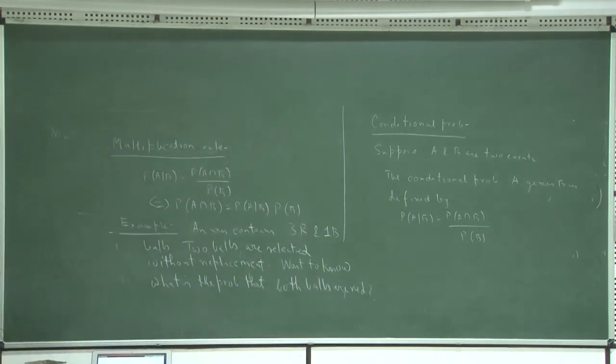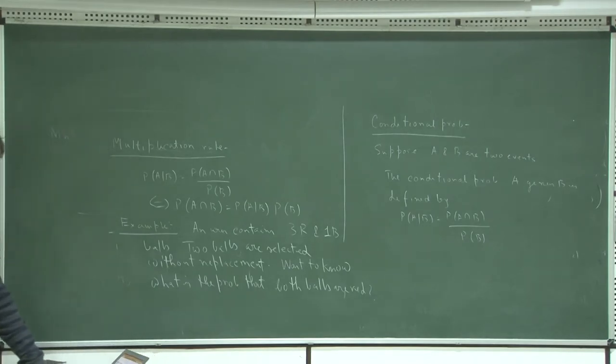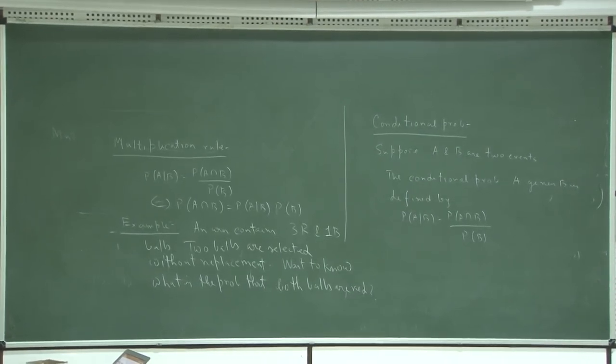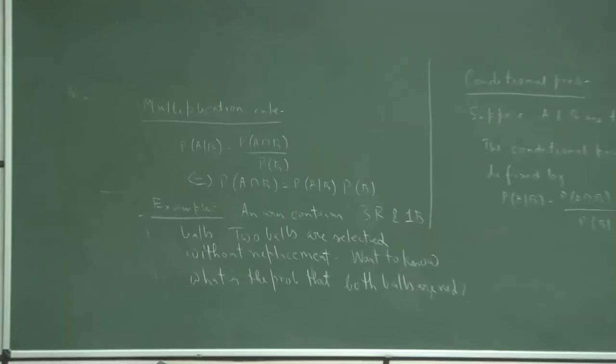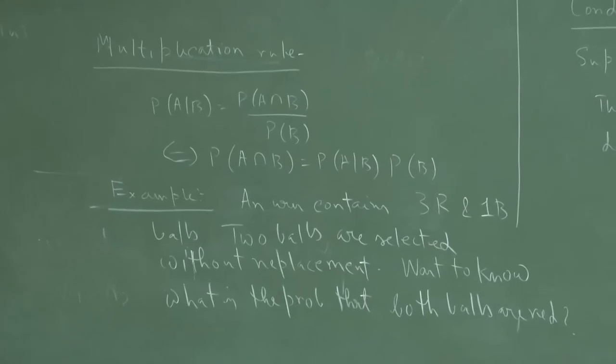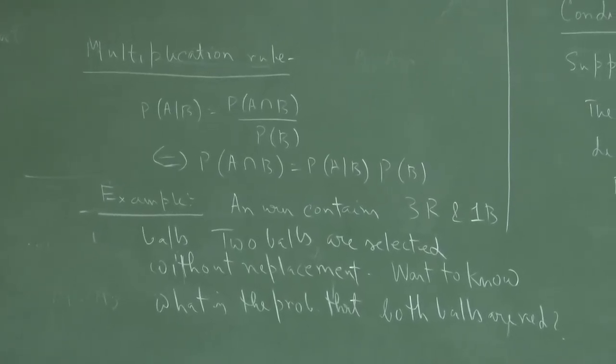So what is the probability? Suppose an urn contains 3 red balls and 1 blue ball, and we are drawing 2 balls one by one without replacement, and we want to know that both balls are red. Suppose R1 is the event that in the first draw a red ball appears, and R2 is the event that in the second draw also a red ball appears. So we can write it in this way.